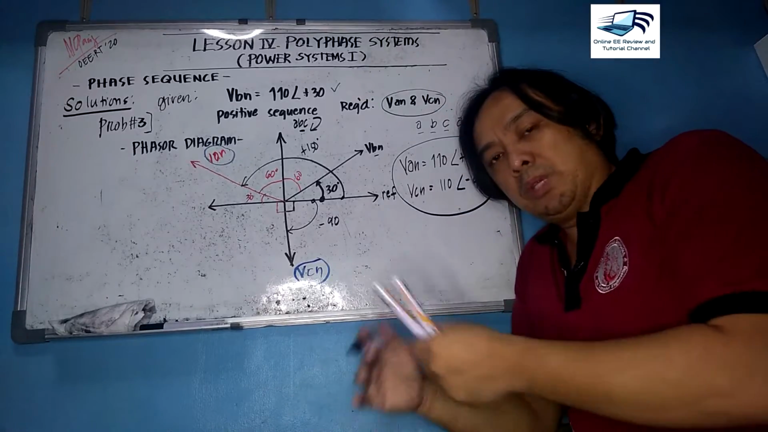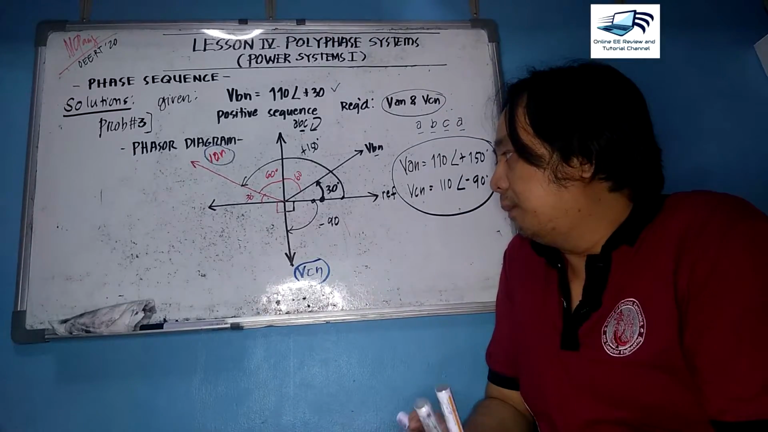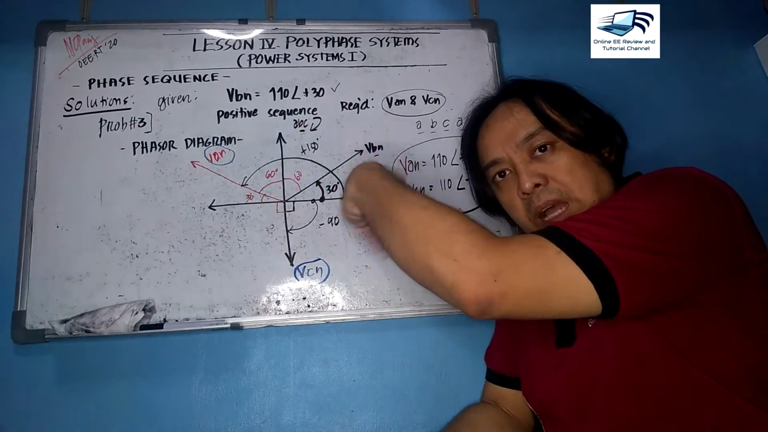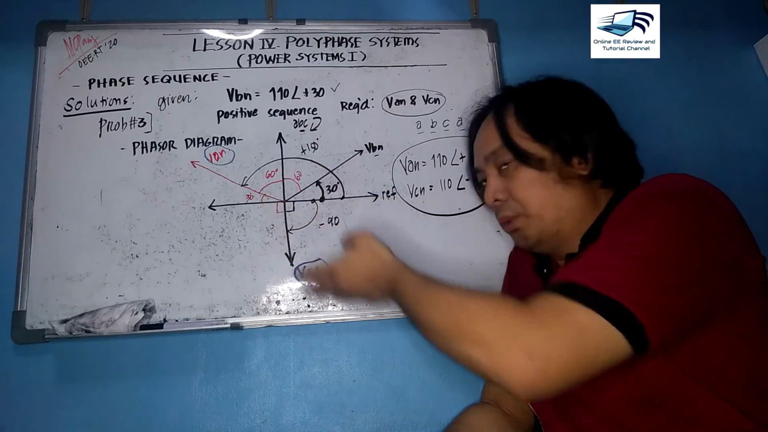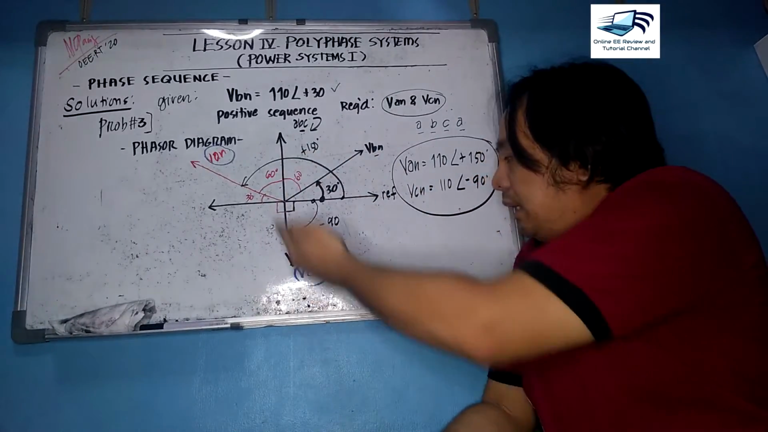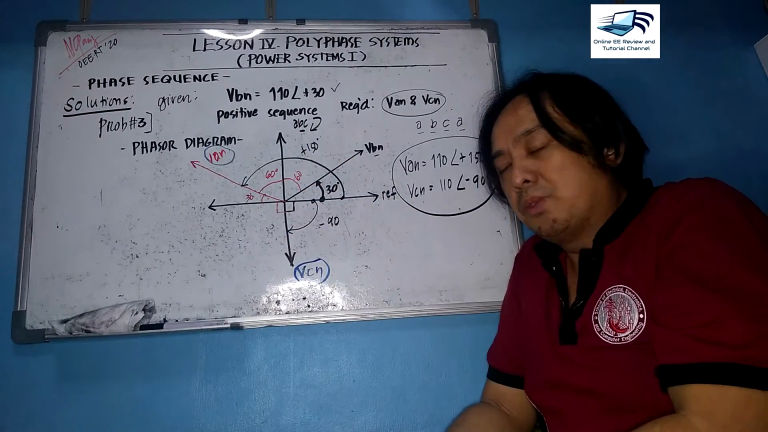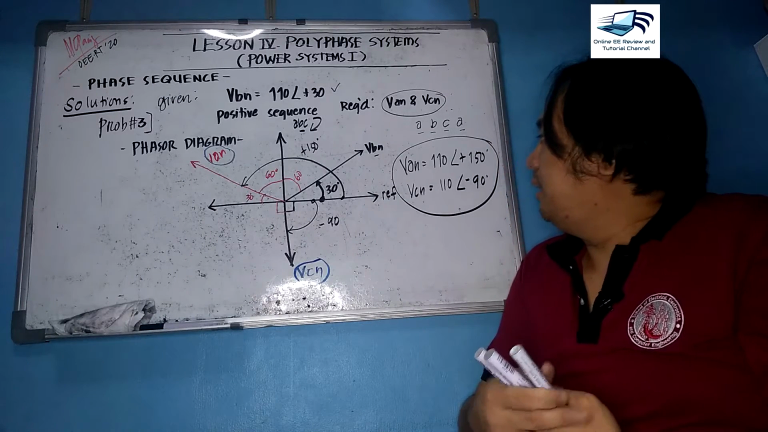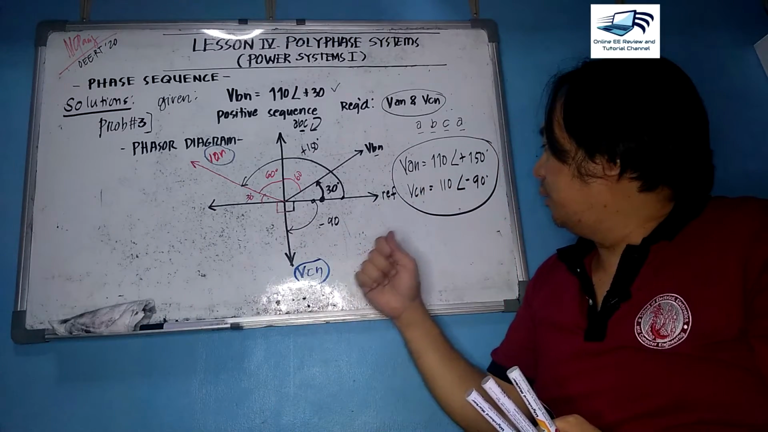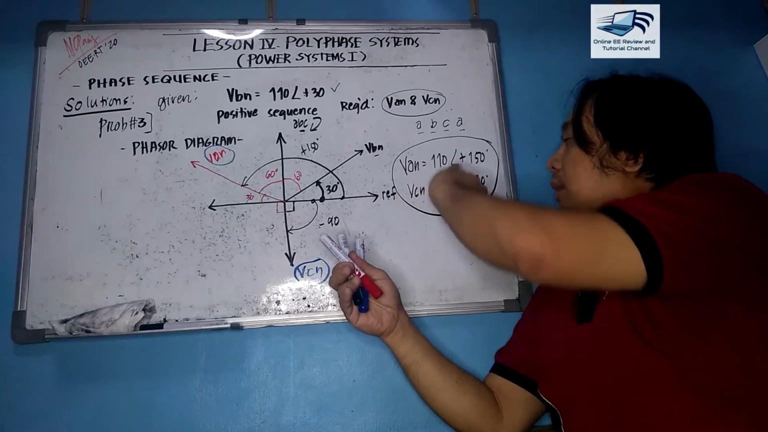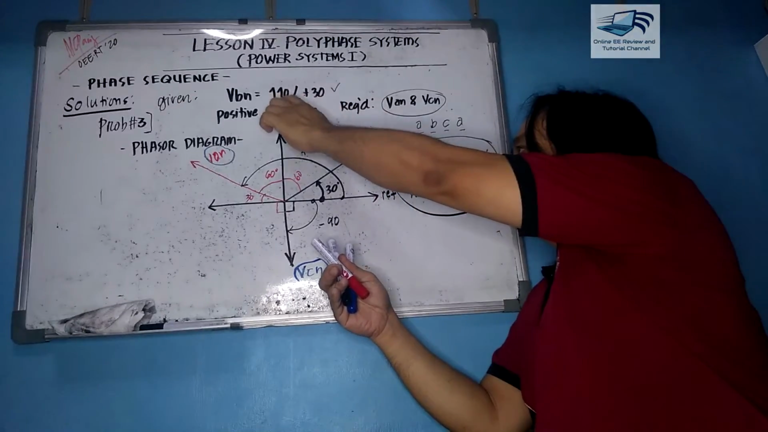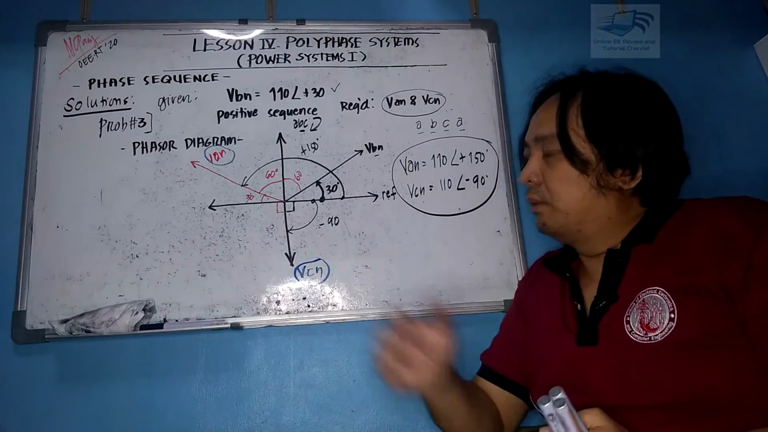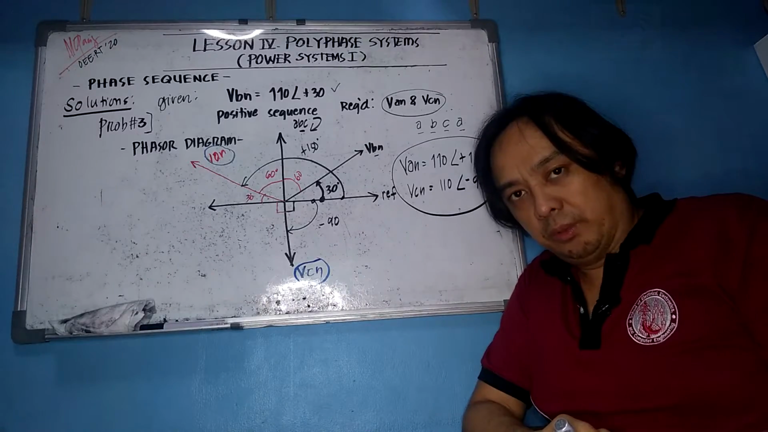So you can observe those angles, if that is leading or lagging, depends on the reference. Please take note, you must have a reference. And then from there, you have a clockwise or counterclockwise direction. So counterclockwise means positive and clockwise means negative value. So thus, this is the answer for number 3. VAN is 110 angle 150 and VCN is 110 angle negative 90. Please take note, balanced polyphase, they have the same magnitude. Okay, let us go forward to problem number 4.